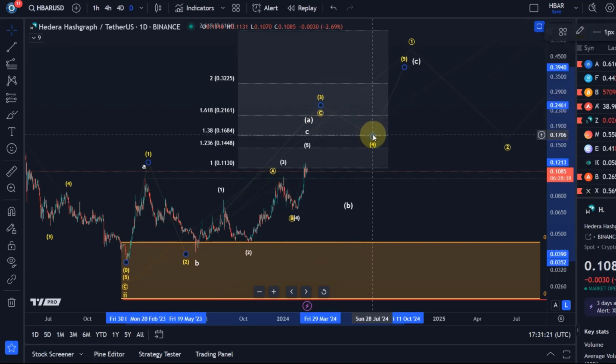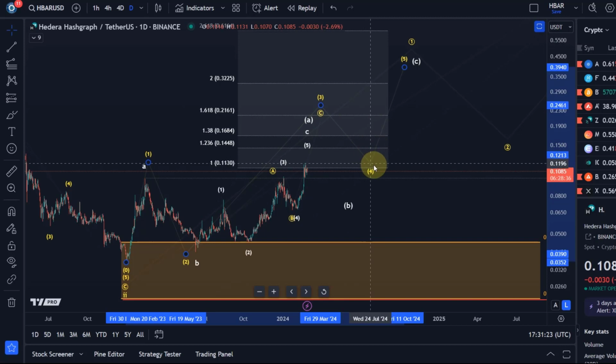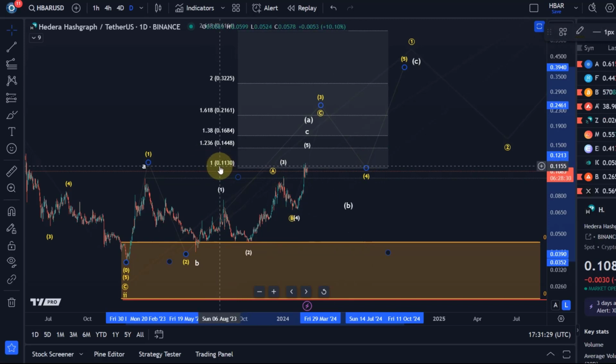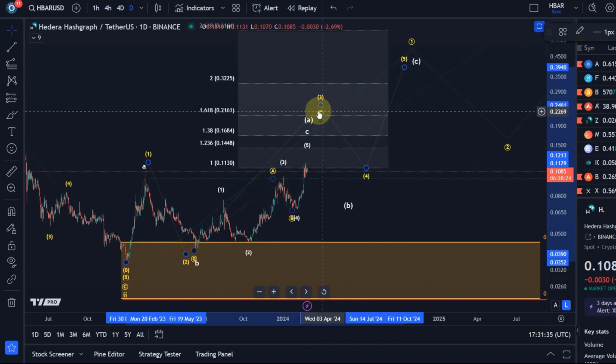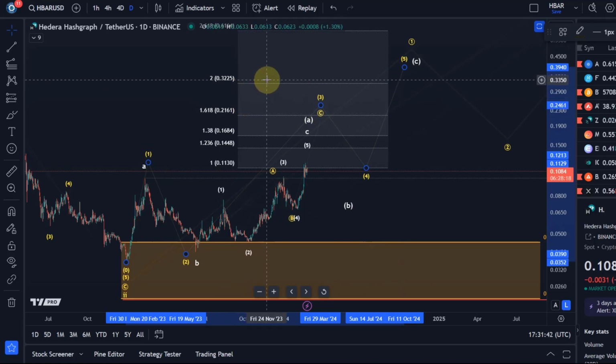Then a wave 4 pullback, as I said, which might get to the 11 cent level. We often see that a fourth wave retraces into the area of the 100% extension and then the fifth wave to the upside. And that could reach obviously 1 or 2 fib levels higher than the third wave. For example, we talk about 21.6 cents or even 32.2. This is one wave count.